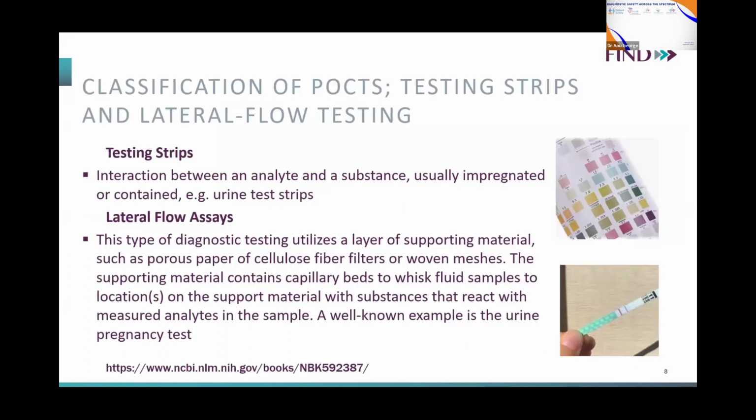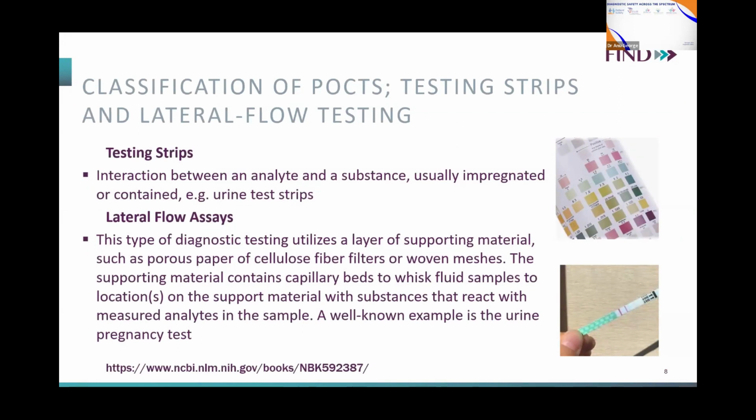Most of you would have seen the picture on the right side, which is multi-sticks for urine. These are testing strips, POCT. You just dip the strip in the urine and read it across the color spectrum to see whether there is glucose or albumin. This is a very commonly used point of care testing. The second kind in the lower side is a urine strip.